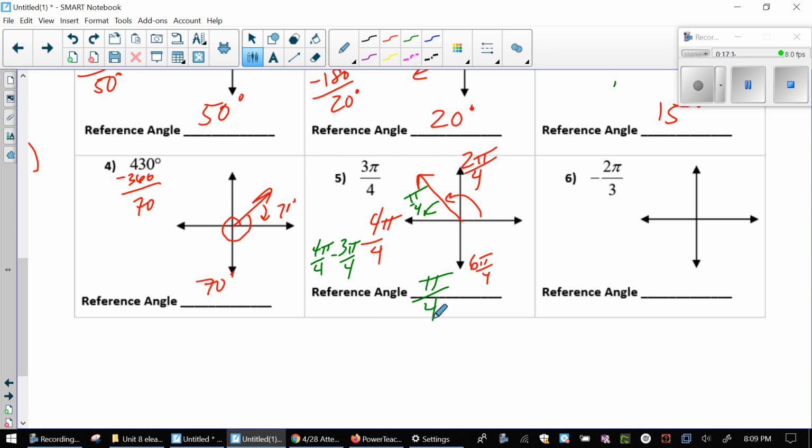And the last one, negative 2 pi over 3. So we're going this way now. Let's see. Negative 3 pi over 3 would be all the way to here. So I only want to go 2 pi over 3. So I'm going to be here. And in between that angle and my x-axis going up, it's going to be pi over 3. All right. So hopefully that was a nice review for you guys.